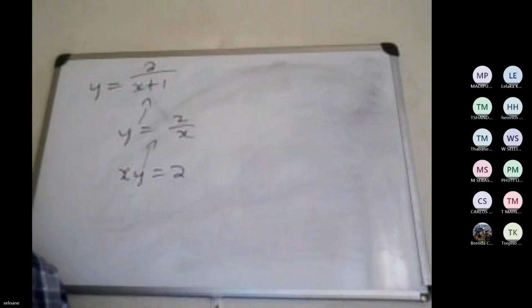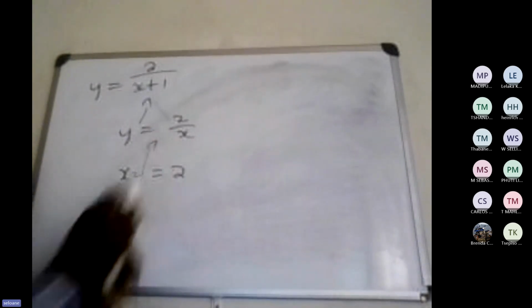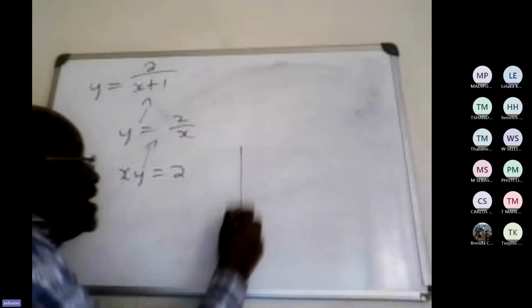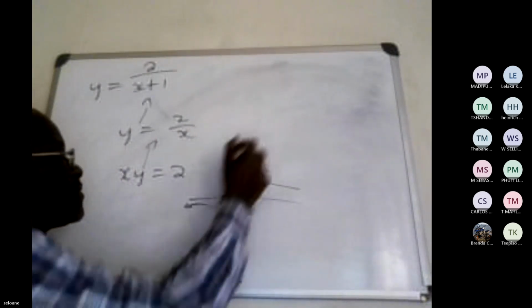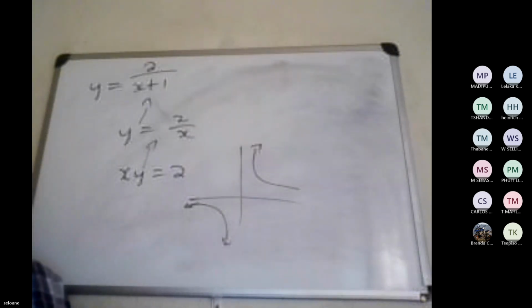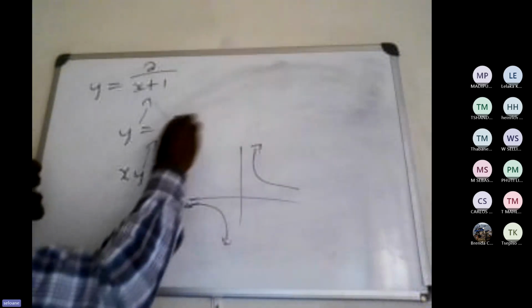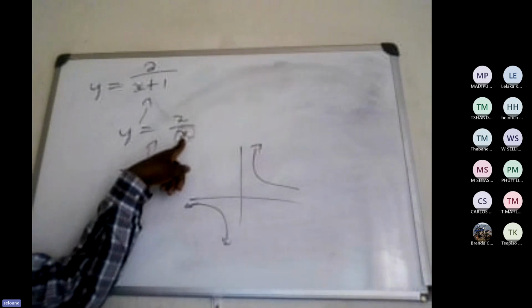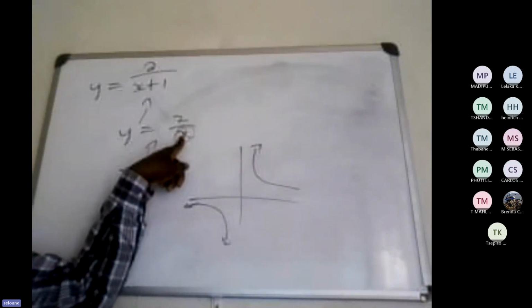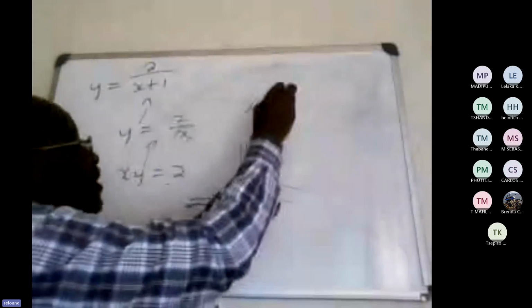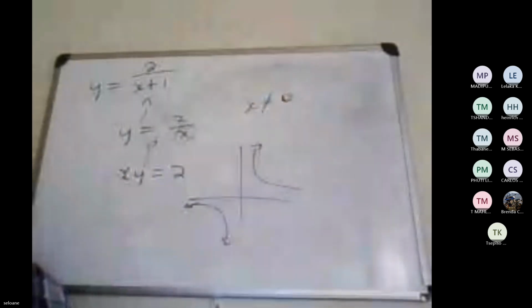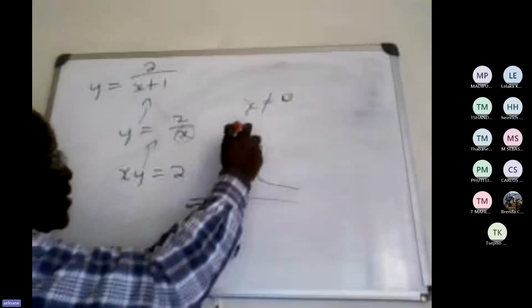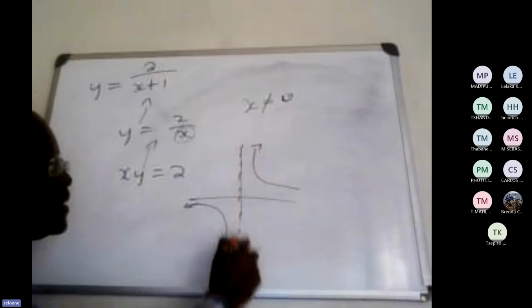So can we all scale this one? It will simply be this. The vertical asymptote is x equal to 0. You let x be equal to 0 because the denominator cannot be equal to 0. Or you can just say x cannot be equal to 0. Therefore, this is our vertical asymptote.